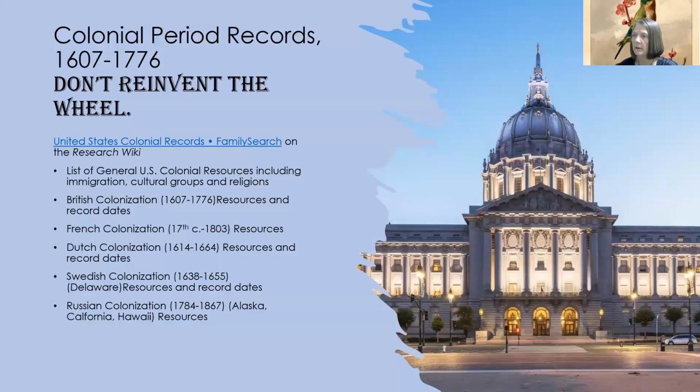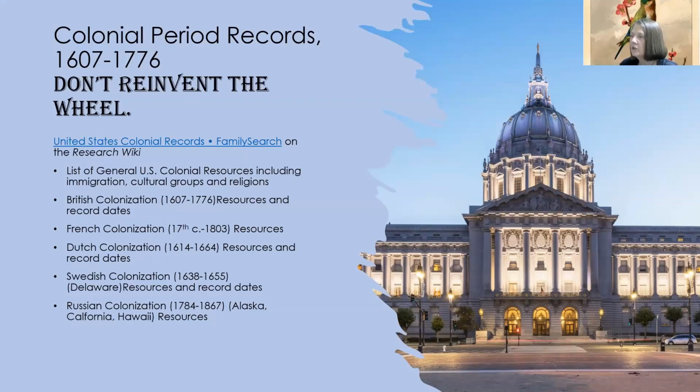Now we'll go to Colonial Period records. I hope you saw how clever I was with the red, white, and blue stuff there. Colonial Period records, 1607 to 1776. The first thing I have to say about this period is do not reinvent the wheel. I have people coming to me to find an ancestor back there, and it's like they have no clue that anybody ever would have done any research on these people. And I'm like, no, this particular period has been researched absolutely, positively to death.